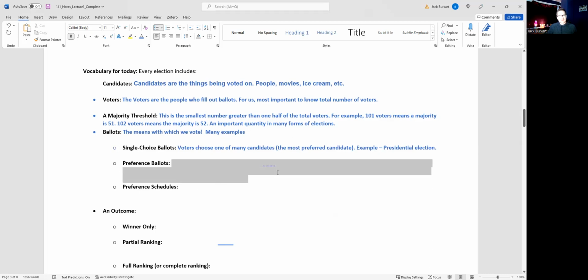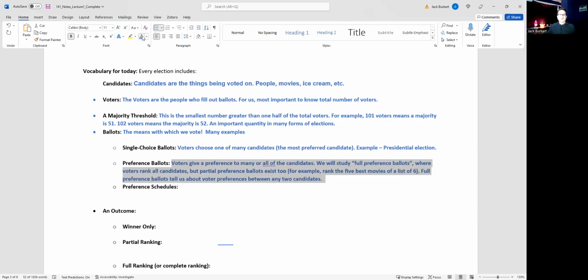In these videos and in this class, we'll actually be considering something with a little bit more detail, and that's the notion of a preference ballot. In a preference ballot, the voters have a list of candidates, and they give their preference to many or all of the candidates, depending on the format of the election. We will study full preference ballots where voters rank all candidates, right? You say, this is my first preferred candidate, my second, my third most preferred, and my fourth most preferred. So voters list their full preferences.